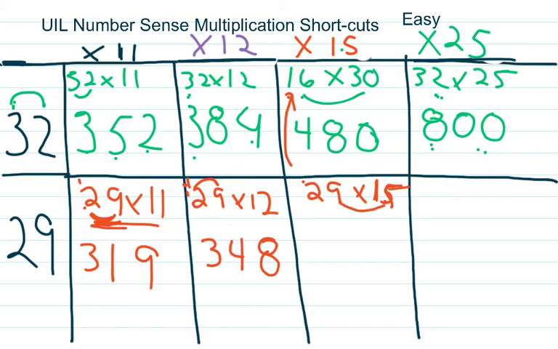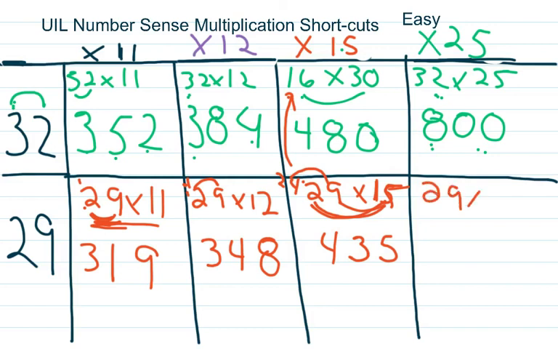9 times 5 is 45. Put down the 5, hold your 4. 5 times 2 is 10, plus the 4 we were holding. 10 plus 4 is 14, and add back. 14 plus 9 is 23. Put down the 3. Now we're holding the 2. Write down the first number. 2 plus 2 is 4. That's it, 435.